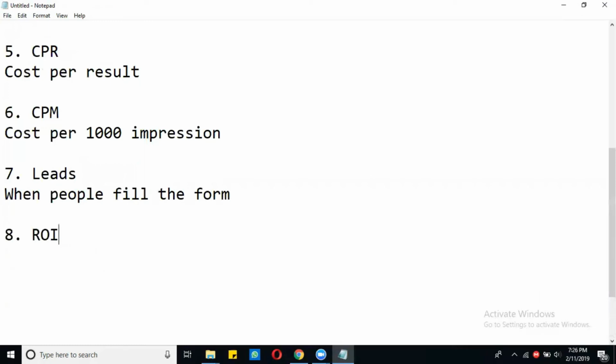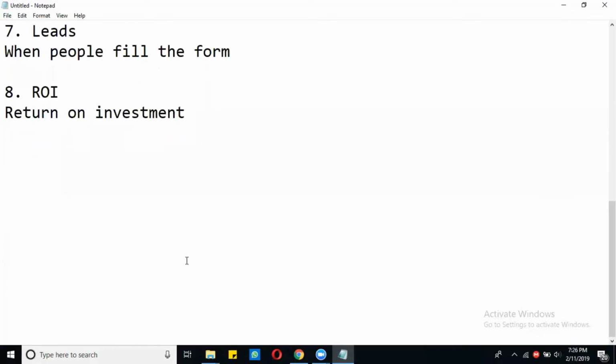Next one is ROI. ROI means return on investment. Return on investment, like if we have put $100 in ads, how much return we have got. Similarly, a similar term is ROAS. ROAS means return on ad spend. Return on ad spend: after spending 1000 on the ads, how much we return from the ads.